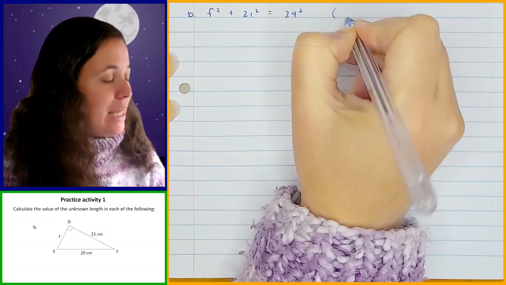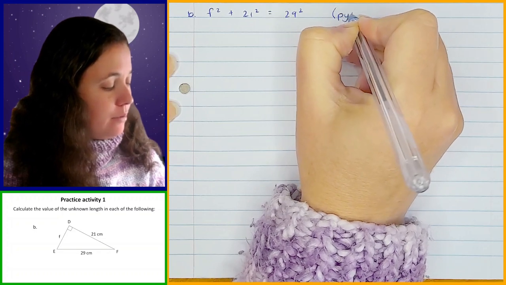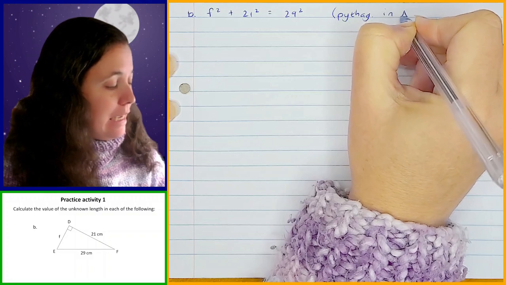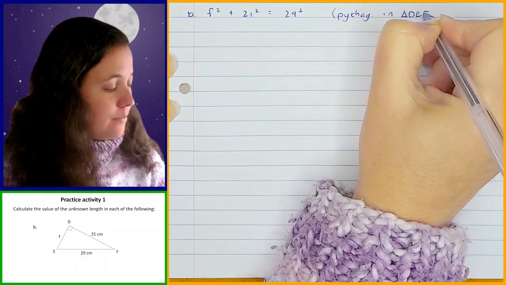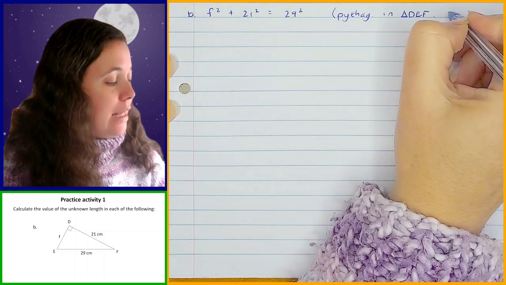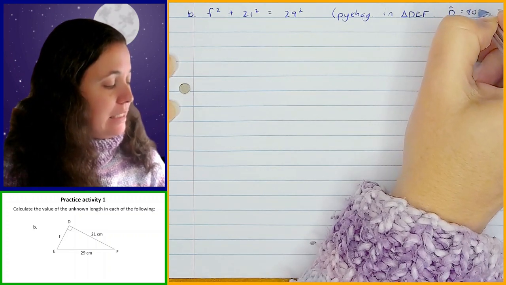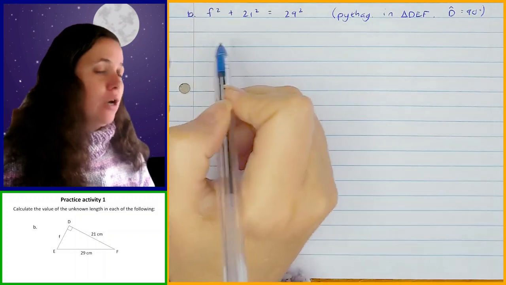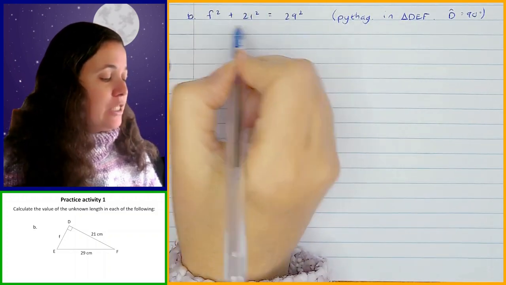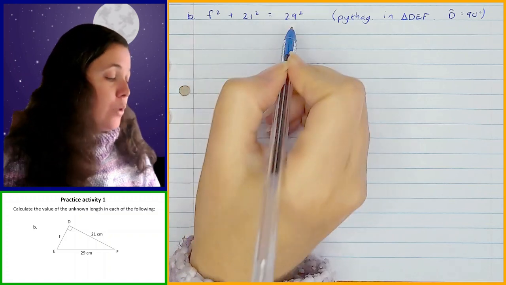And the reason I can say that is because of the Pythagorean theorem in triangle DEF. And the reason I can use the Pythagorean theorem is because in that triangle, angle D is 90 degrees. Okay, so now let's go and solve this. So first, I need to simplify the 21 squared and the 29 squared.